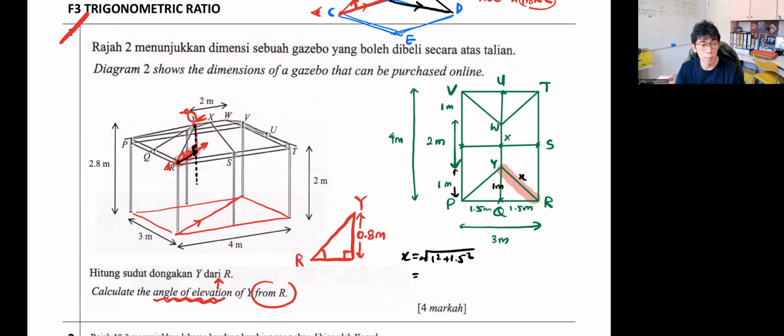Yes, Jasmine, it's from the eyeball and the parallel lines. So this is the angle. This is the one that you want. But then we are working out the bottom one, the highlighted line. So square root of 1 squared plus 1.5 squared, we will get how much?